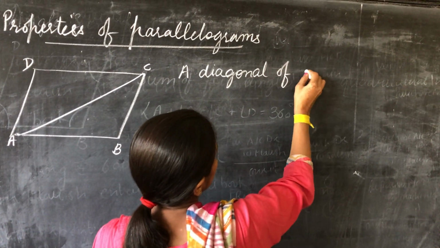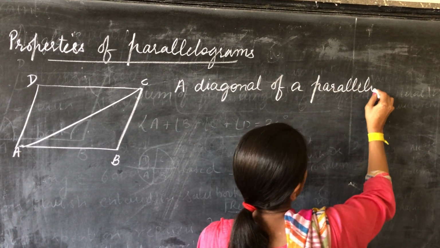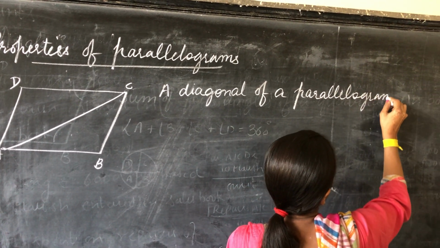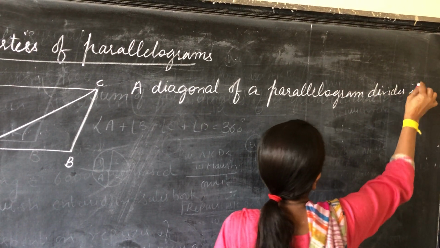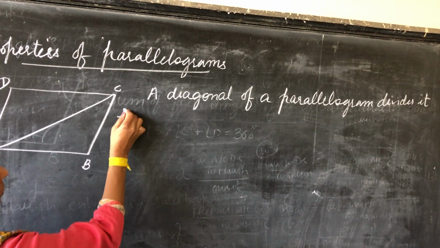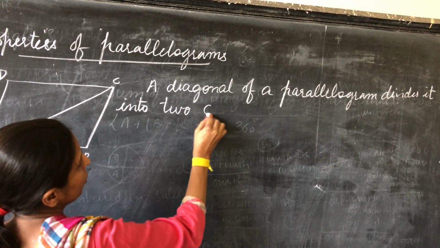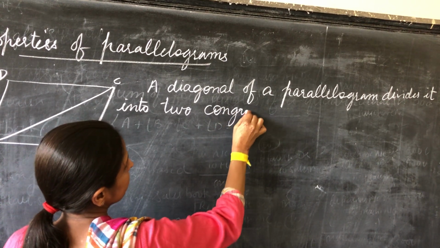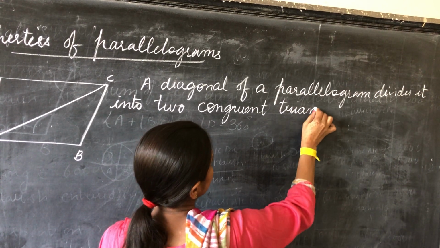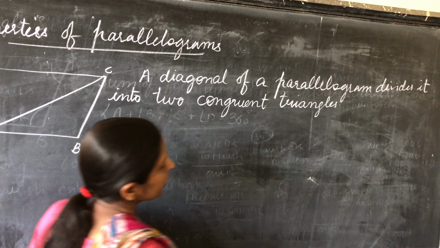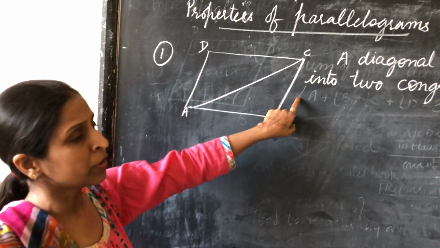a diagonal of a parallelogram divides it into two congruent triangles, right? So this we have its proof in our syllabus.